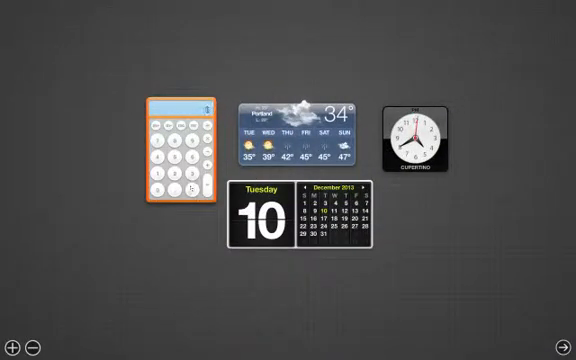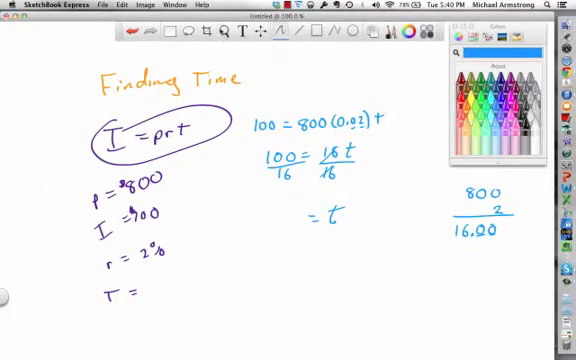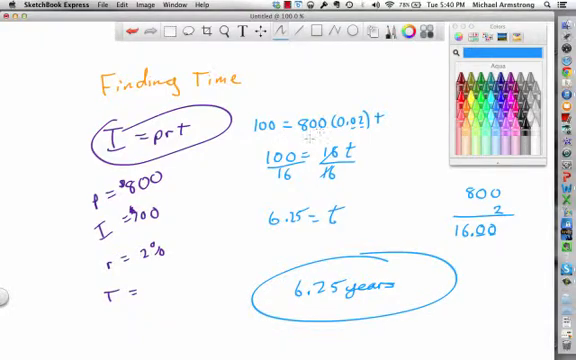This is the kind of thing you use a calculator for. 100 divided by 16 is 6.25. So 6.25 is the time. So that's a little more than 6 years. You could say it's 6 1/4 years, 6.25 years. So that's the answer. 6.25 years is how long it'll take to earn $100 interest if you invest $800 at 2% and you just leave it alone.